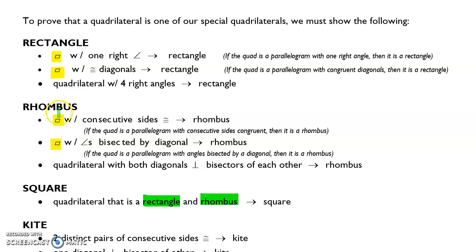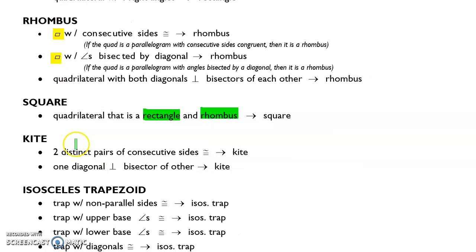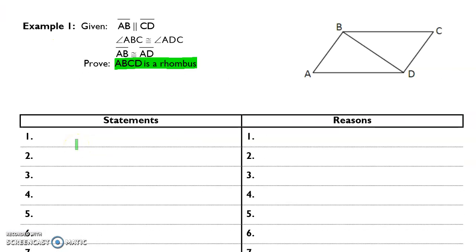So my next 2 options are to start by showing that I have a parallelogram. That's the route that we're going to want to go here. Okay, so go ahead and maybe press pause. See if you can get to the point where you can prove that ABCD is a parallelogram first.